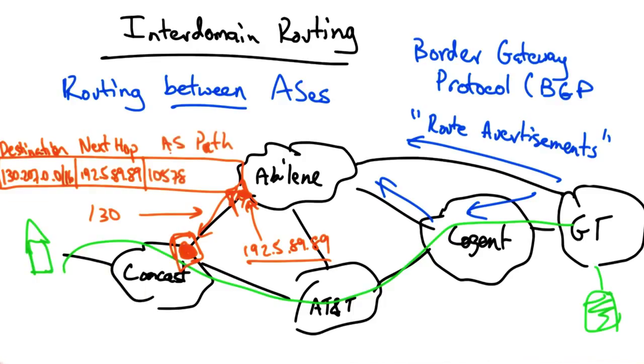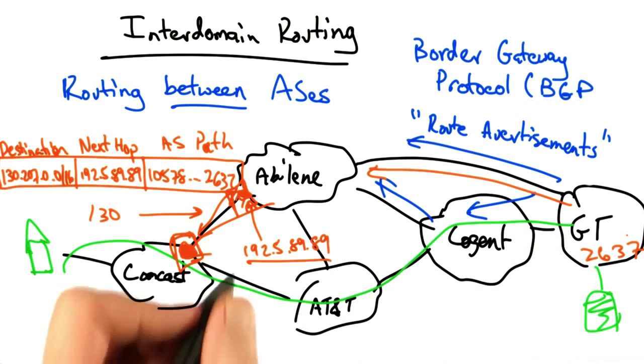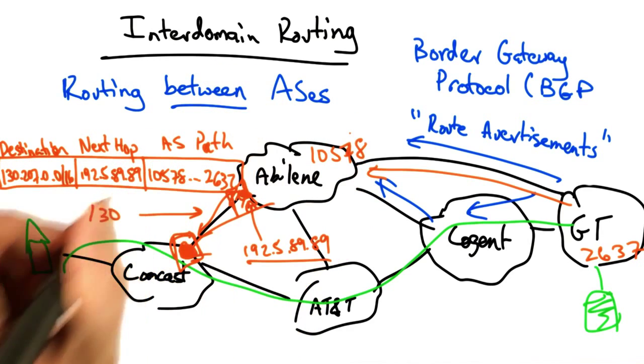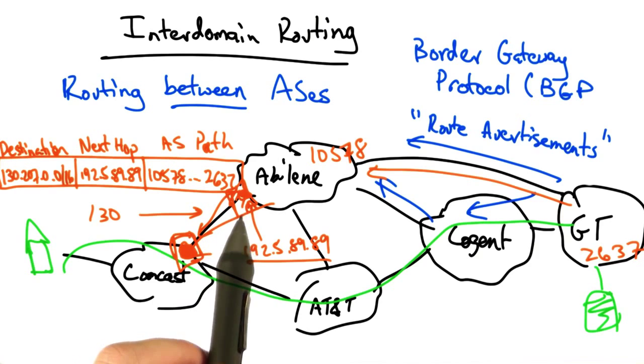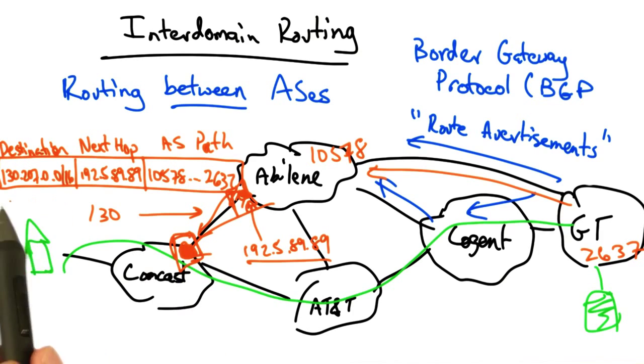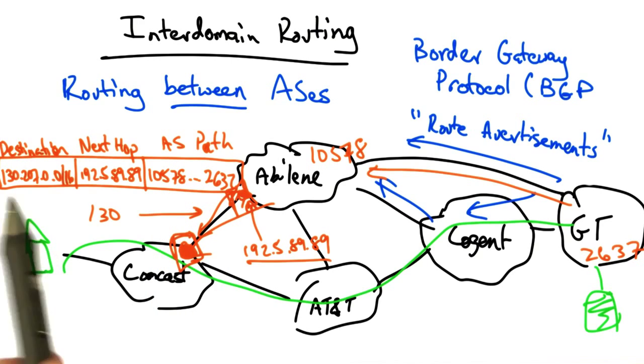A third important attribute is what's called the AS path, which is a sequence of what are called AS numbers that describe the route to the destination. Now, strictly speaking, the AS path is nothing more than the sequence of ASs that the route traversed to reach the recipient AS. So, for example, Georgia Tech's AS number is 2637 and Abilene's is 10578. So the AS path that Comcast would hear if it received a route advertisement from Abilene for Georgia Tech would be 10578 followed by 2637.